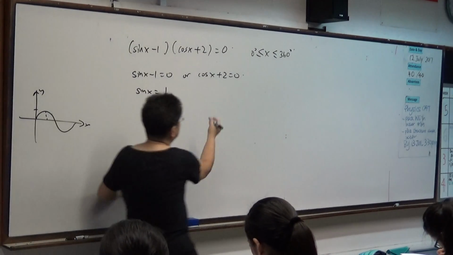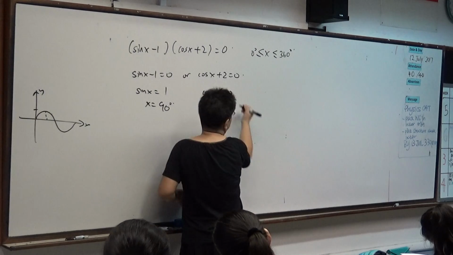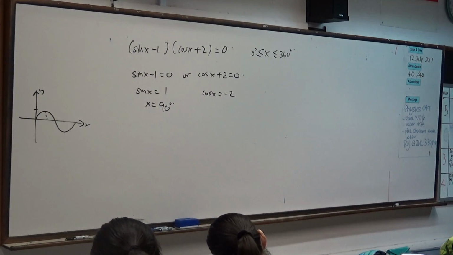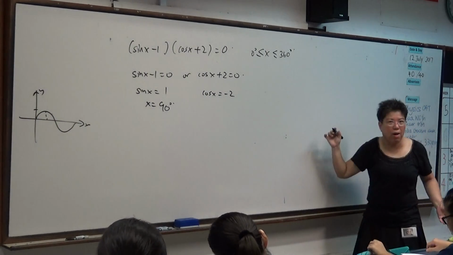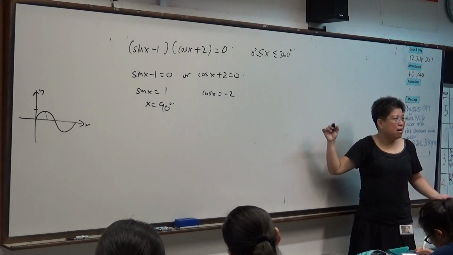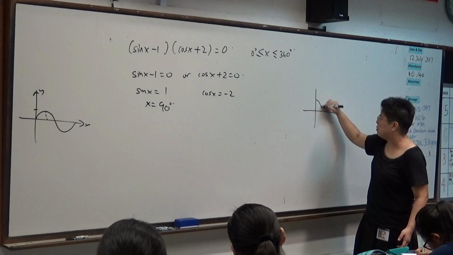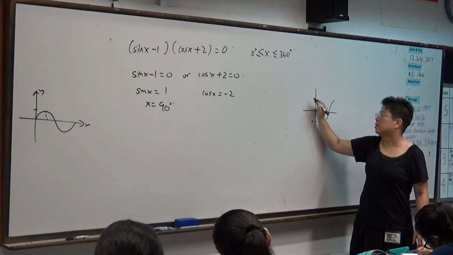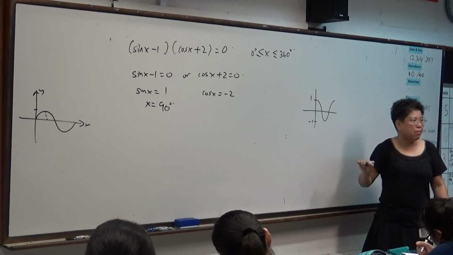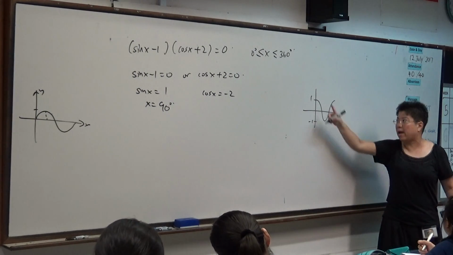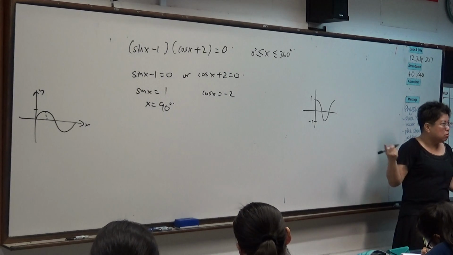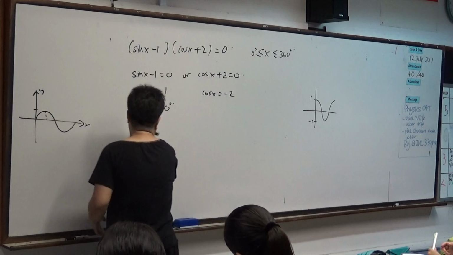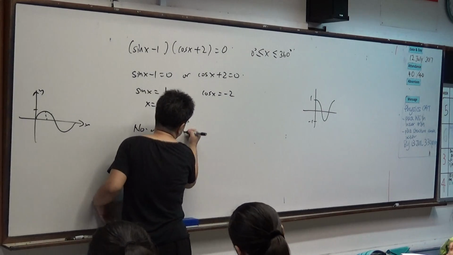Okay, now let's look at the second one. Cos x equals negative 2. I want to tell you there's no solution. Why? It cannot exceed 1 and negative 1. The cosine curve looks like this, with 1 at the top and negative 1 at the bottom. So if it's negative 2, can it go there? Cannot, so there's no solution. So how many solutions does this equation have? The number of solutions is 1.